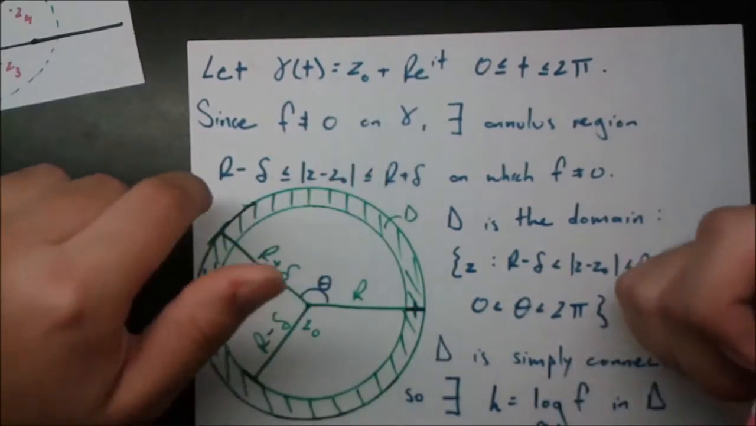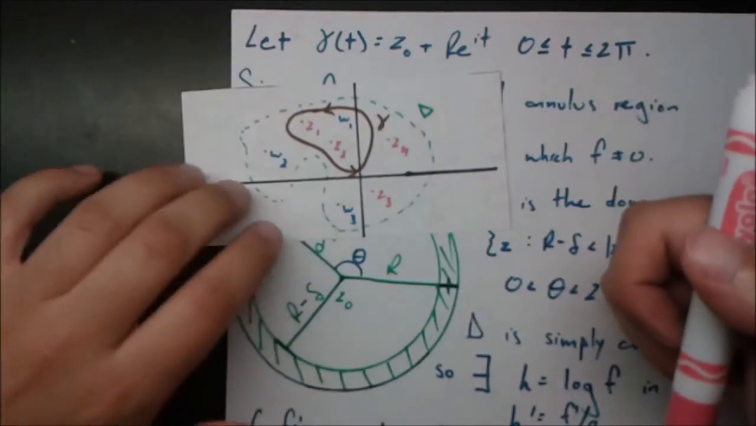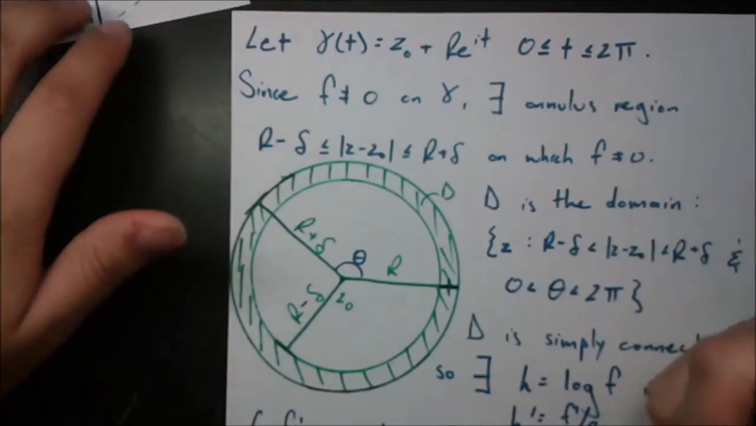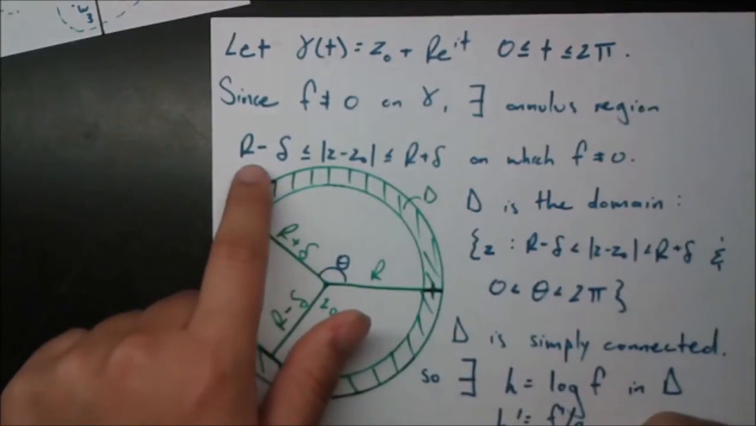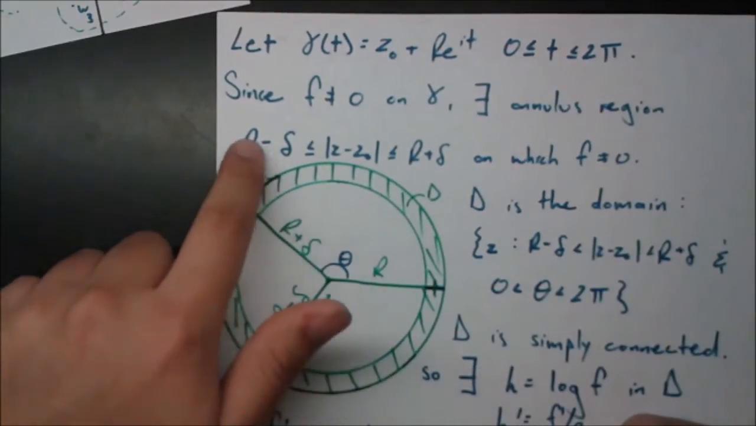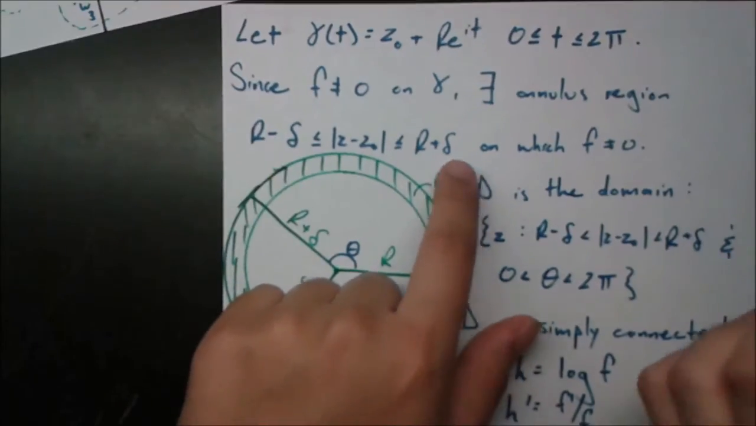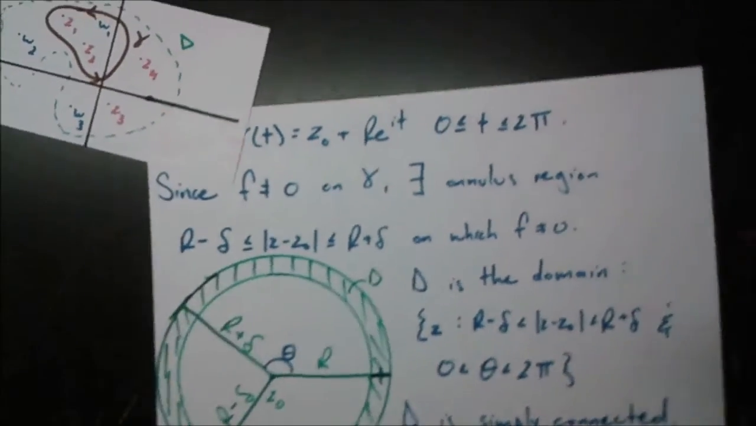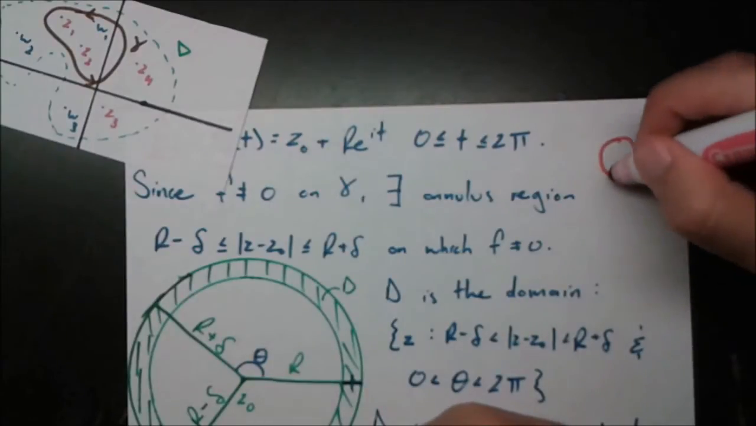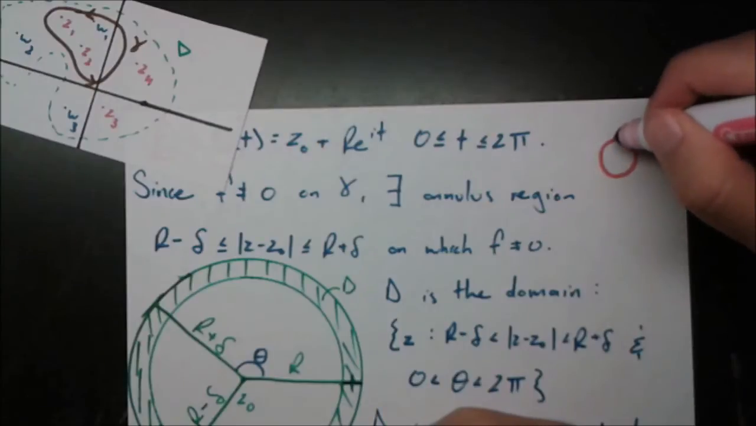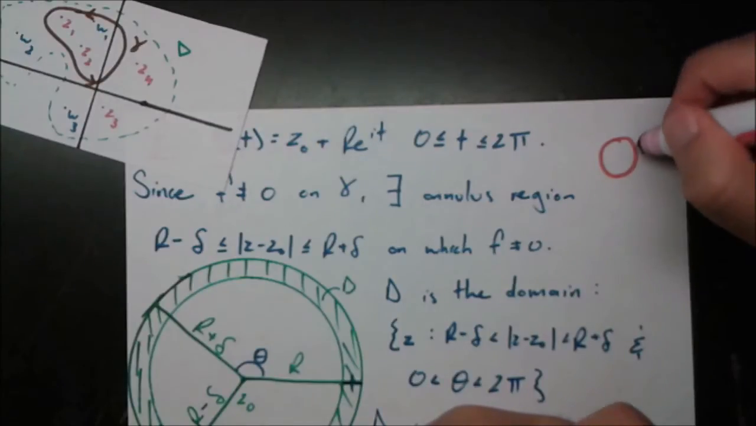Okay, so now we know that f is not equal to 0 on gamma. How do we know that? Because we know that gamma doesn't run through any of the zeros of f, so that means that it's not 0 on gamma. So that means there exists an annular region where the inside radius is r minus some small delta, and the upper radius is going to be r plus some small delta. So the motivation behind that is, pretend this is our gamma, right? It's a circle. And we know that on this circle, we don't have any zeros. So pretend there's a 0 right here. It's really, really close.